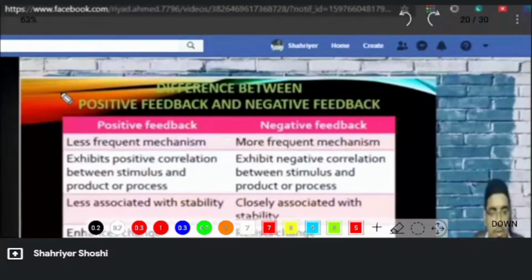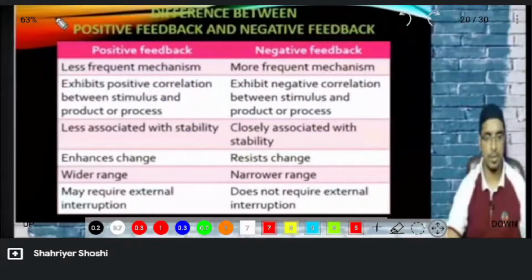Now, for biology, at times simple English is also tough enough to understand. This is a table consisting of the differences between positive and negative feedback. This is something you actually need to memorize. There is nothing much to explain.